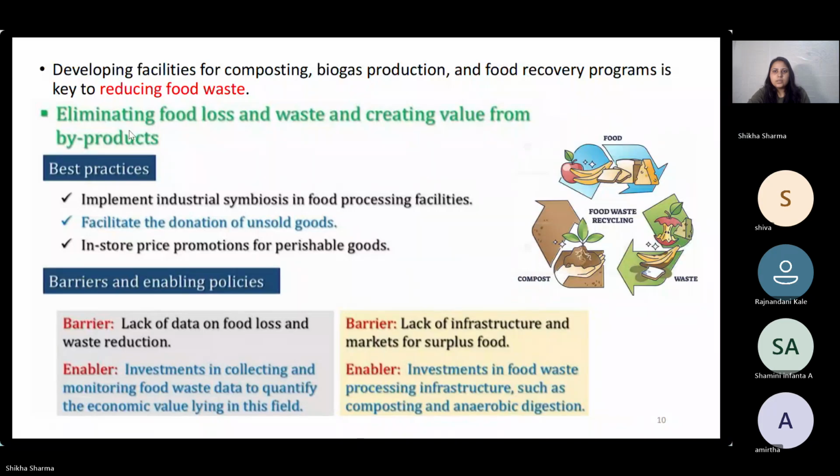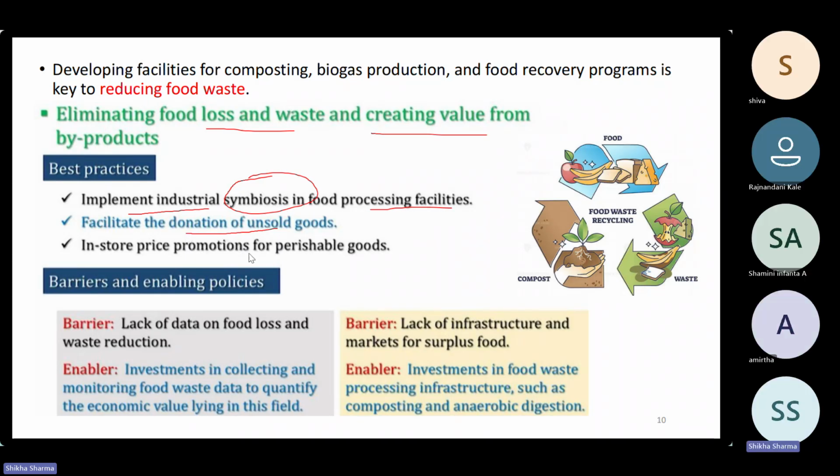Then, eliminating food loss and waste and creating value from byproducts. Best practices we can implement are industrial symbiosis in food processing facilities, donation of unsold goods in stores, and price promotion for things which are perishing, the things which are getting spoiled, so their price should be low.